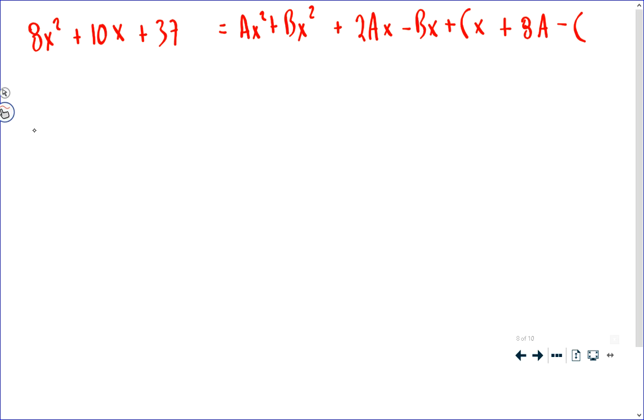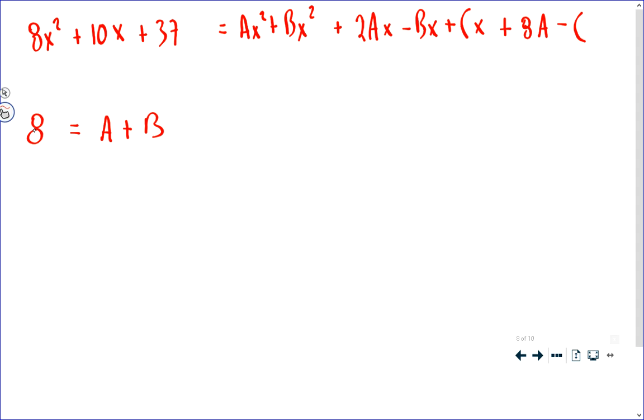So now what we're going to do is compare the x squareds on the left to the x squareds on the right. I have 8x squared on the left. Since there's an equation sign connecting the left and the right, that means I must have 8x squared on the right. The x squared on the right are found by adding ax squared plus bx squared, which means the coefficient 8 must be equal to a plus b. There is one of our equations that we're going to need to use to find a, b, and c.